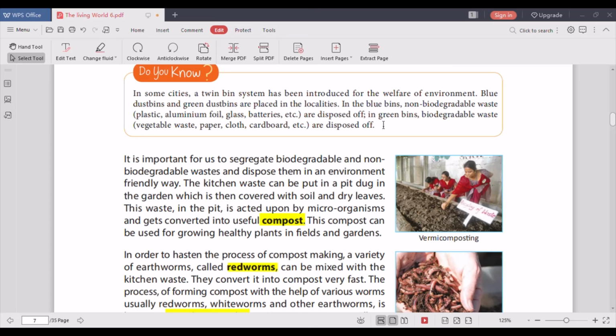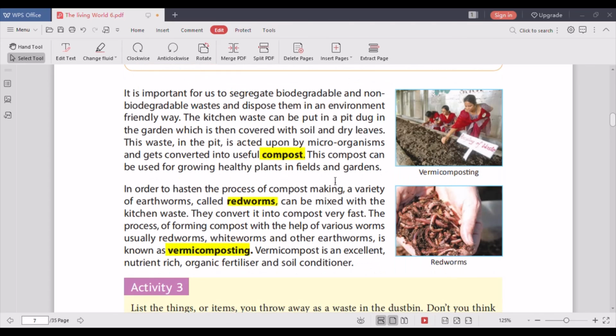The kitchen waste can be put in a pit dug in the garden, which is then covered with soil and dry leaves. The waste in the pit is acted upon by the microorganisms and gets converted into useful compost. The compost can be used for growing healthy plants in fields and gardens. In order to hasten the process of compost making, a variety of earthworms called red worms can be mixed with the kitchen waste. They convert it into compost very fast.